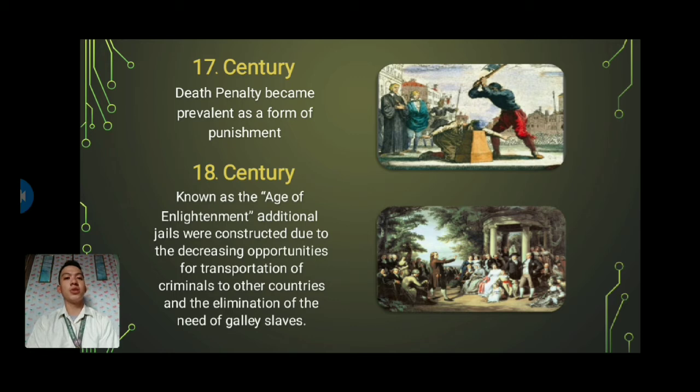So, in the 18th century, known as the Age of Enlightenment, additional jails were constructed due to the decreasing opportunities for the transportation of criminals to other countries and the elimination of the need for galley slaves. So, noong 18th century, yun na nga, death penalty ay pinatupad nila, ang example nito ay ang bitay, stoning to death and firing squad, at marami pang ibang types ng death penalty. Tulad niyan, ng nasa picture na example, ang pagpugot ng ulo ay type din ng death penalty.